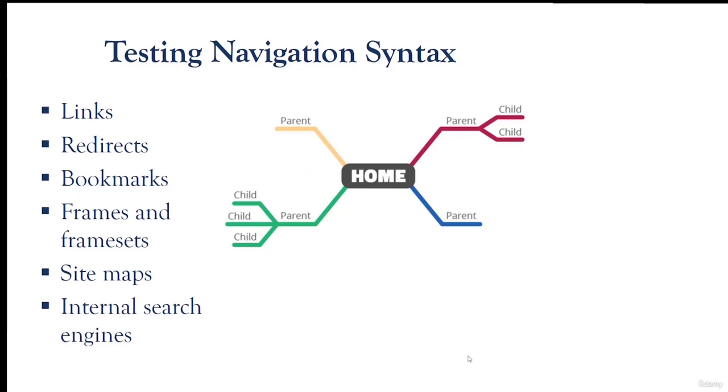And this is another example of navigation testing. These are the important things you need to ensure when performing navigation testing. You need to ensure all the links are working properly, the redirects and the bookmarks are there, the frames and the frame sets are there, the sitemap is there, and the internal search is there. You can easily understand if there is a parent module and under one category how many children there are. Each and everything you need to test in detail.